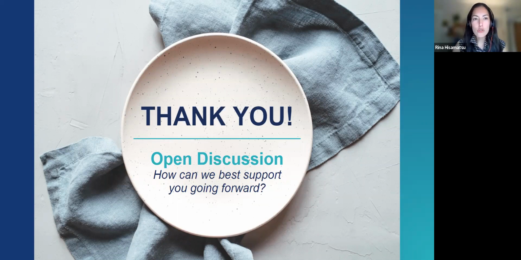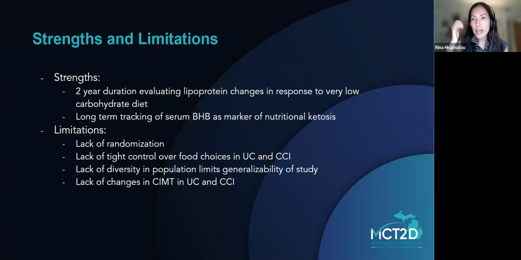I think the authors here mentioned, I had a little note here, that the lack of changes in CIMT in the two groups could be due to insufficient duration of the study, and variations in imaging and interpretation among the analysts that could have made some changes. And they also noted that the CIMT analysis did not include carotid plaque assessment, which I'm not sure exactly what that assessment entails, but it seems like there were some gaps in their data collection.